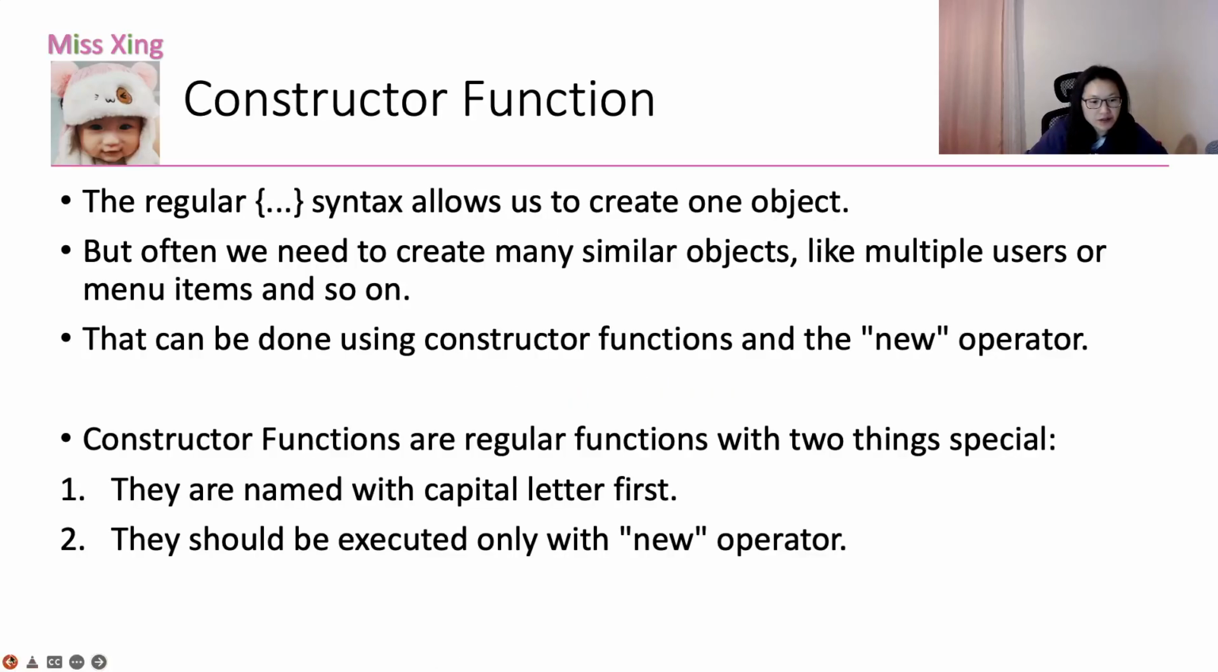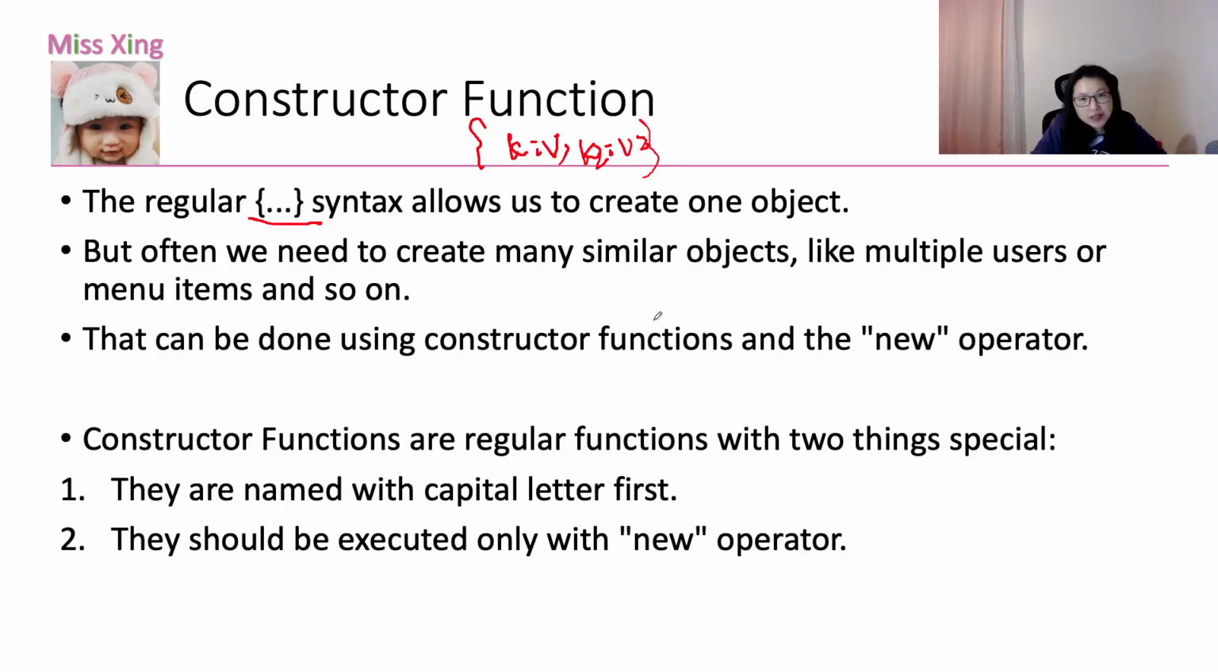In the last several videos, I already explained how to create an object using object literal, which syntax is like this one. We have a brace, okay? Inside the brace, we have a key and a value pair, separated with a comma, then key 2, value 2. And when we're using this syntax, it will allow us to create one object.